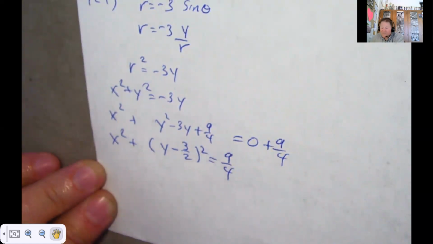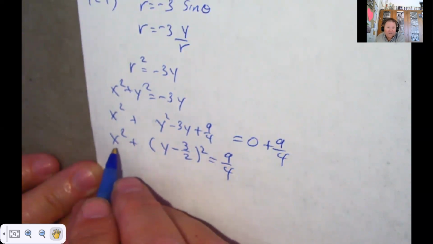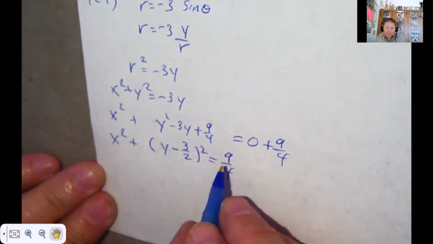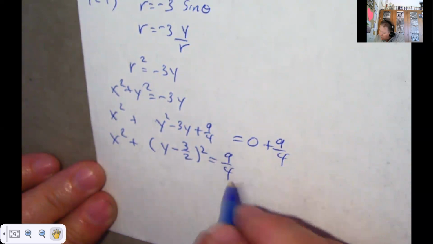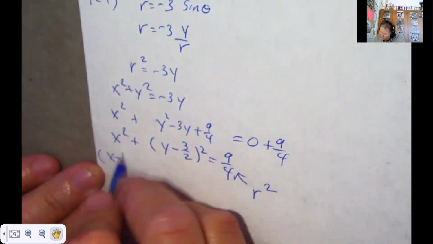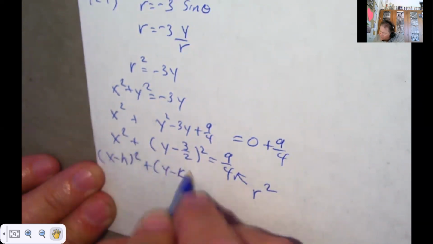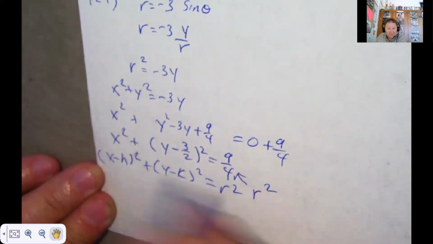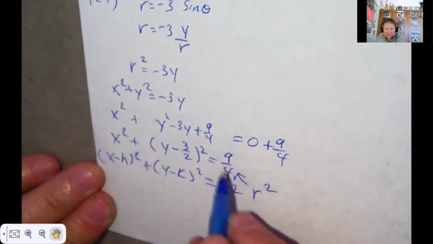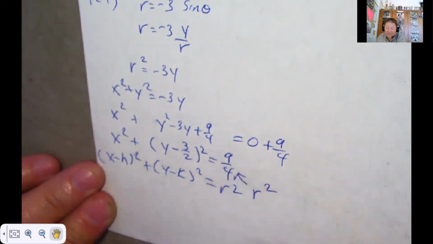And that is it, you guys. It's a circle. Where's the center of the circle? It's 0 left and right and up 3/2, 1.5. And the radius of the circle is 3/2, right? That represents r squared, right? It's in the form of x minus h squared plus y minus k squared is equal to r squared. So h is 0, k is positive 3/2, and r is the square root of that number, which means you take the square root of the numerator and the square root of the denominator, which is 3/2. So the radius is 3/2.